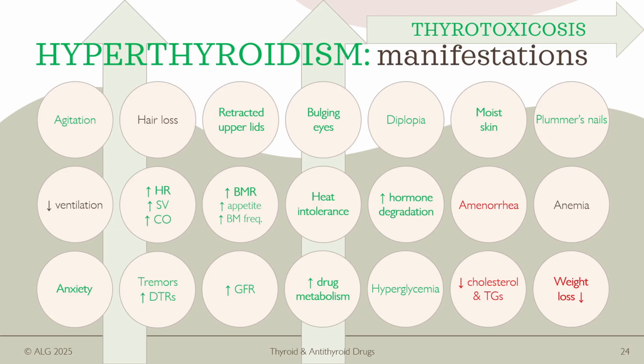So these are the clinical manifestations of thyrotoxicosis, essentially the opposite of those in hypothyroidism, except for a few that may be present in both hypo and hyperthyroidism, such as hair loss, hypoventilation, and anemia. More specific to Graves' disease are the retraction of upper eyelids and bulging eyes, or exophthalmos.